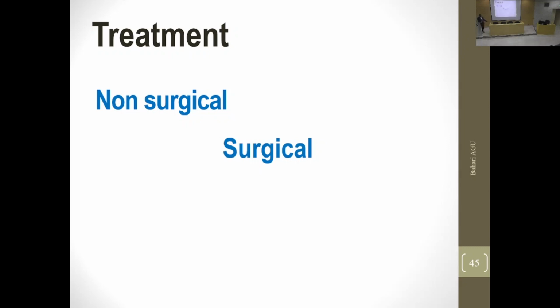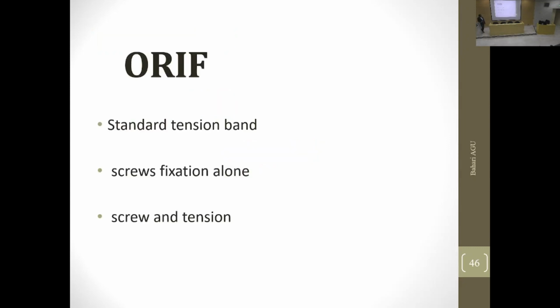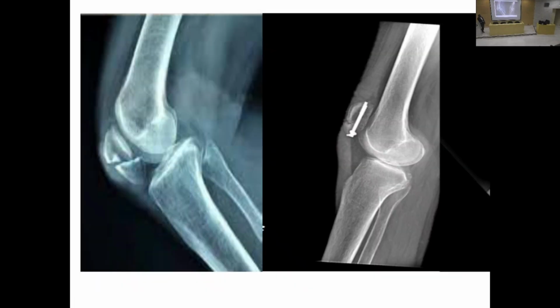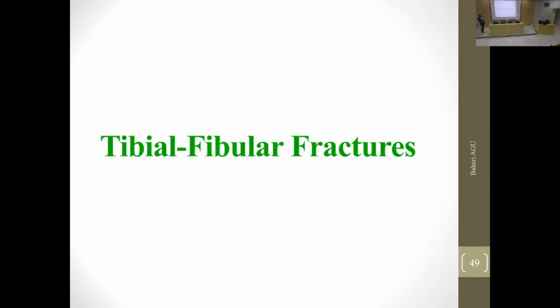Or if it is displaced, we need to do surgery such as a standard tension band with 2 K-wires and wire like a figure of 8, and sometimes screws like this. This is tension band, okay, or just a screw, so that is enough for the patella.